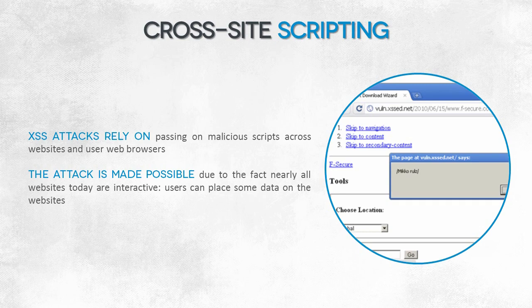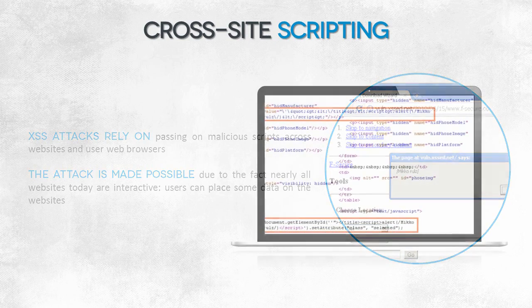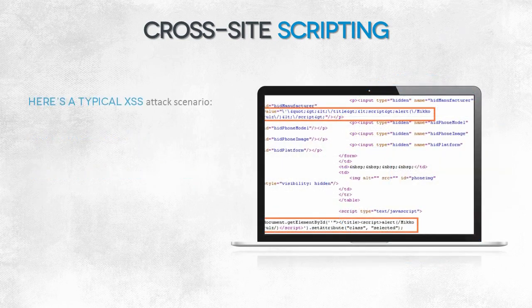XSS relies on the fact that most websites are active to some degree. Websites display information and also allow users to post some information as well. Since a two-way communication is available, we can use this to place something on an external website. We can run the following attack.